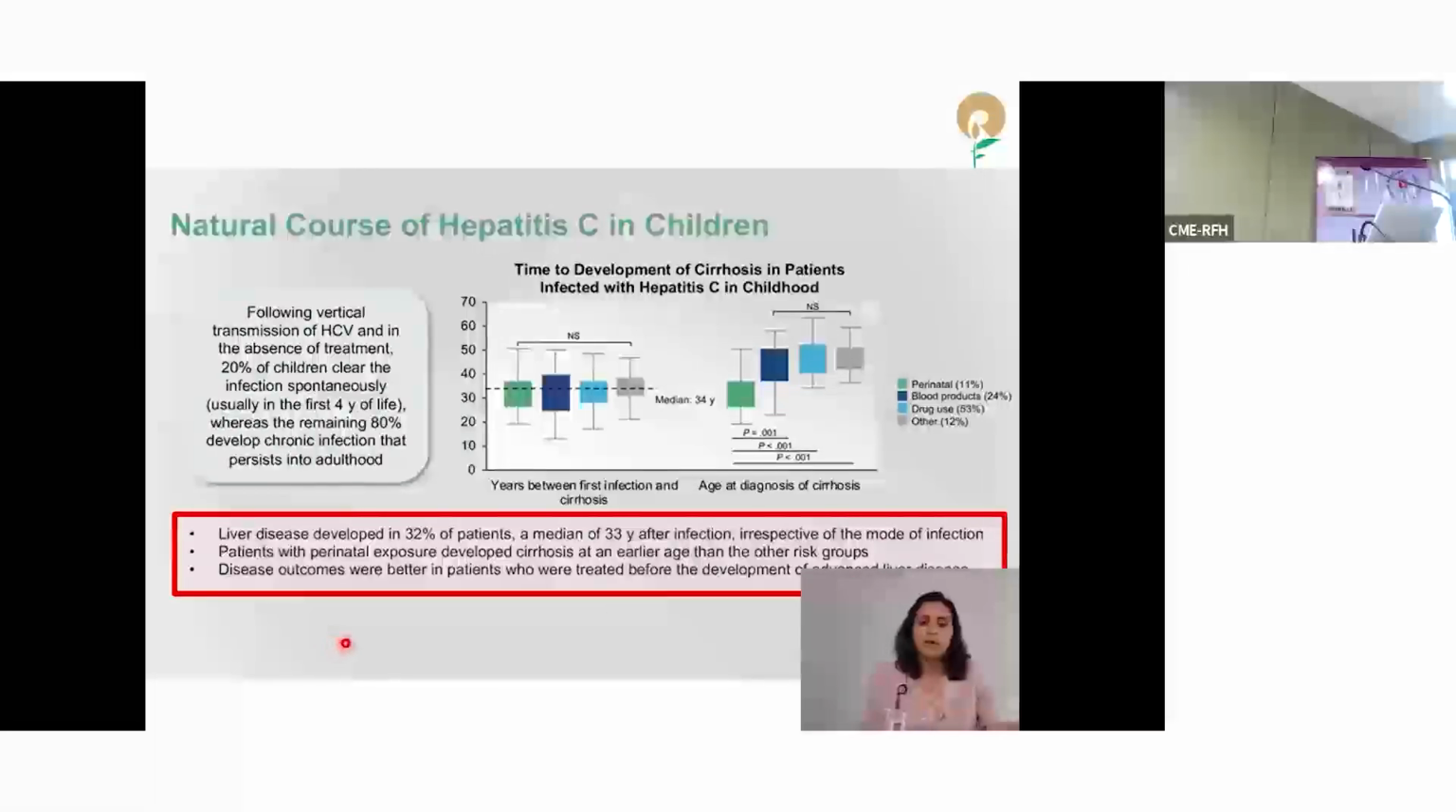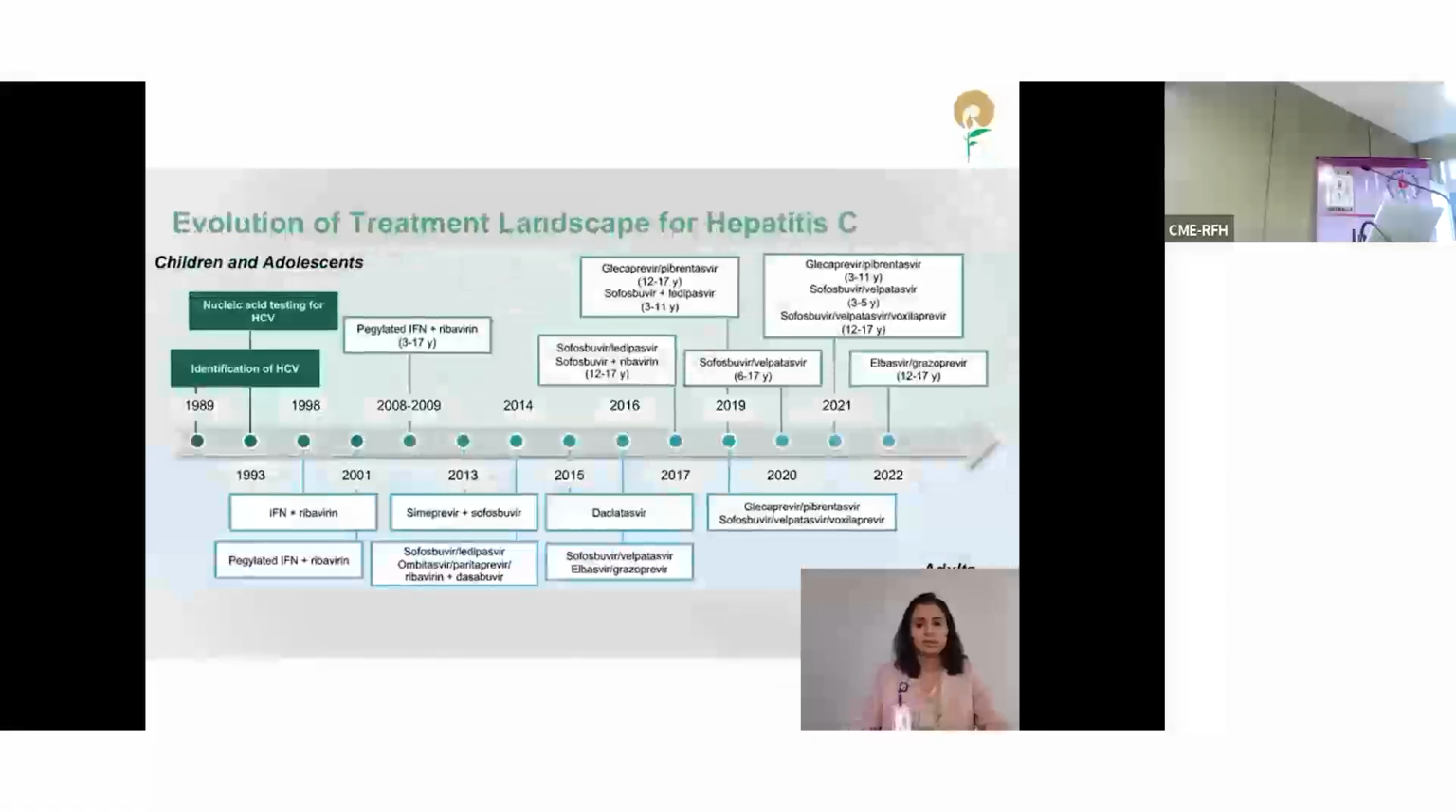And the disease outcomes were always better in patients who were treated before the development of advanced liver disease. And this is the opportunity which we as pediatricians have to give to our population, so that we do not allow them to have persistence of the virus replication when they enter into their adolescence and early adulthood.